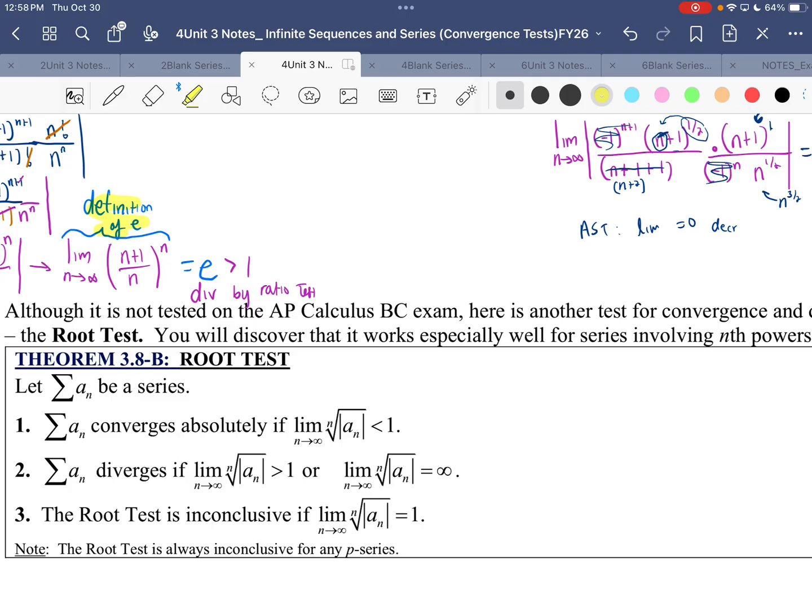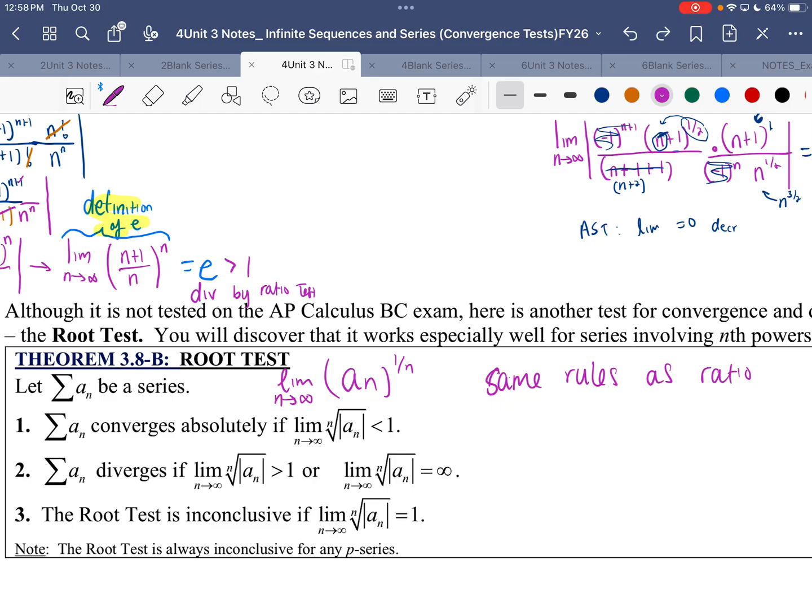The root test is basically taking the series and raising a_n to the 1 over n. It has it as an nth root in the definition, but you're really just taking the series and raising it to the 1 over n and then doing the limit. So in this, same rules as the ratio test. Meaning, if the limit is less than 1, we're converging, diverging if the limit's bigger than 1, and inconclusive if it equals 1.